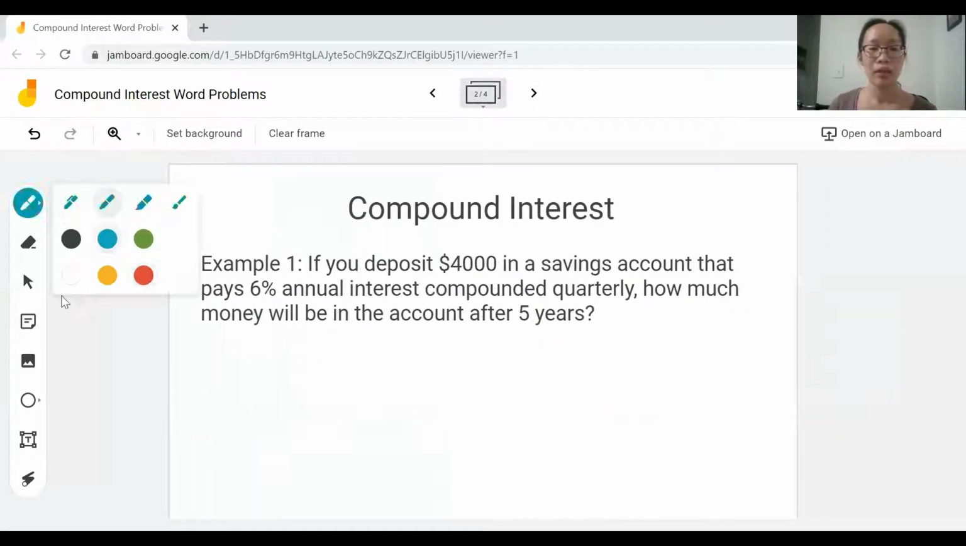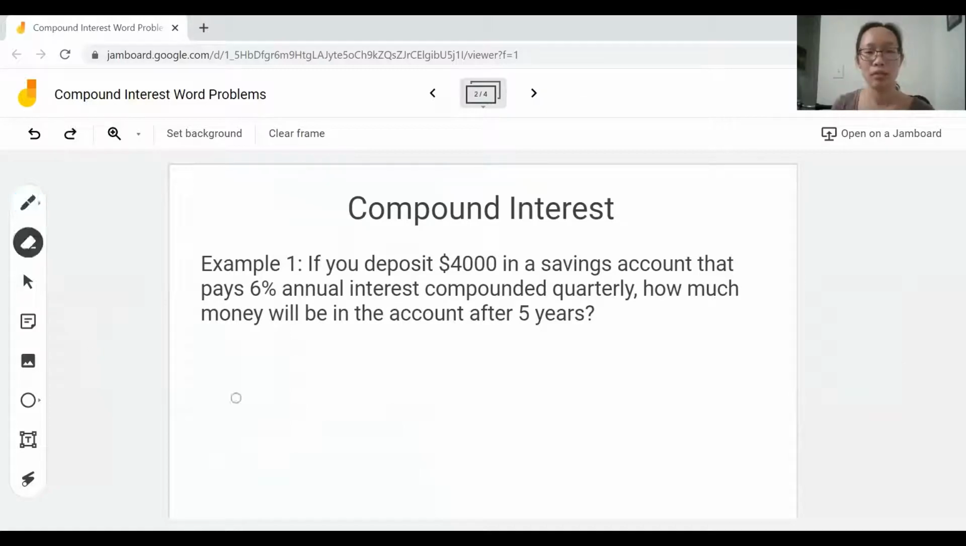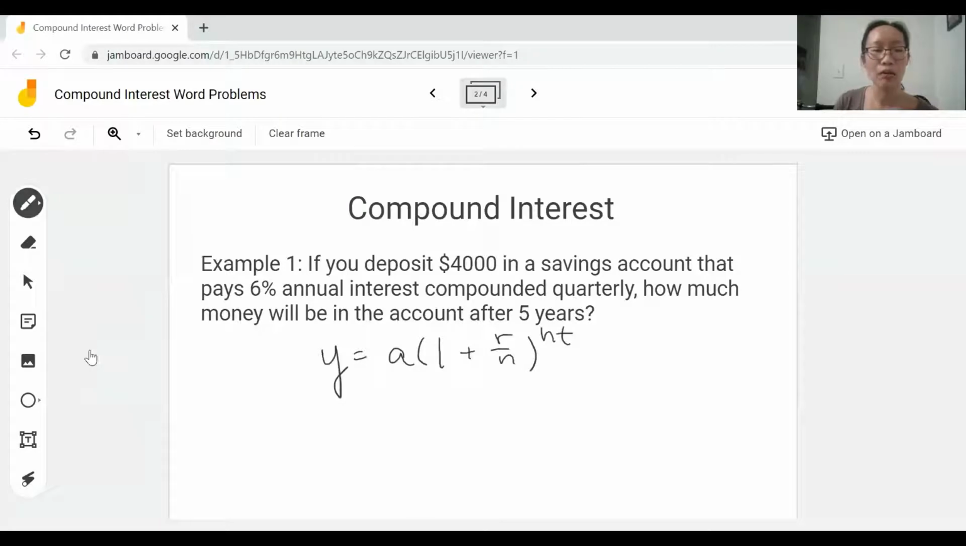In our first problem, we're asked: if you deposit $4,000 in a savings account that pays 6% annual interest compounded quarterly, how much money will be in the account after 5 years? We're going to copy the formula down. This is y is equal to a times 1 plus r over n to the nt. And we're going to annotate all of our key information. I see that we are depositing $4,000. It pays 6% annual interest. It's compounded quarterly, which means 4 times a year. And we want to know how much will be in there after 5 years.